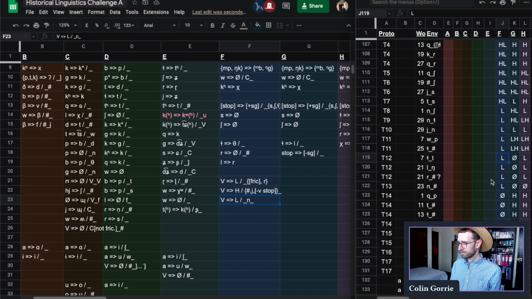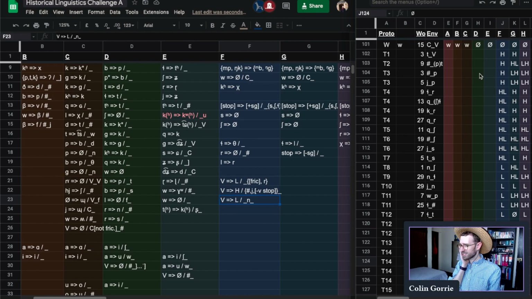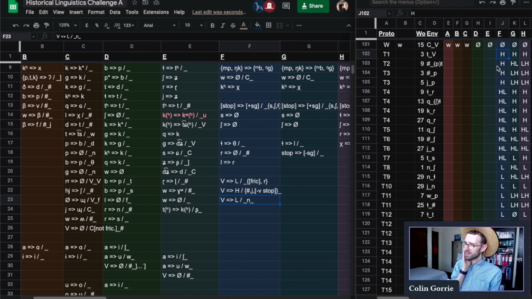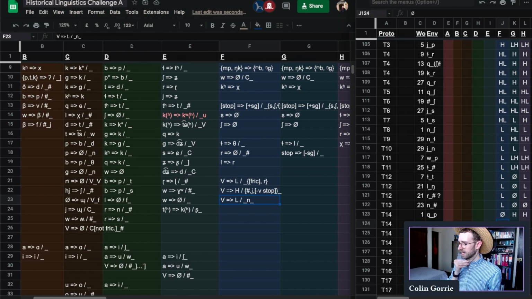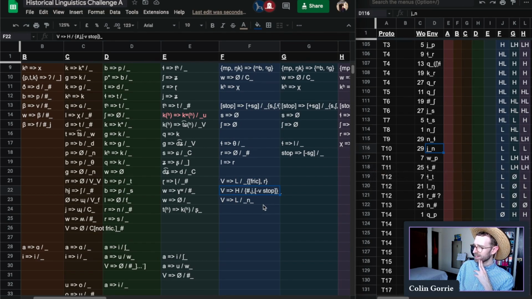Regardless, yeah, I'm having a hard time coming up with the generalizations here. So we have 4 tones in F. We have H, HL, L, and nothing. I'm not sure what to do here. You may have stumped Colin.